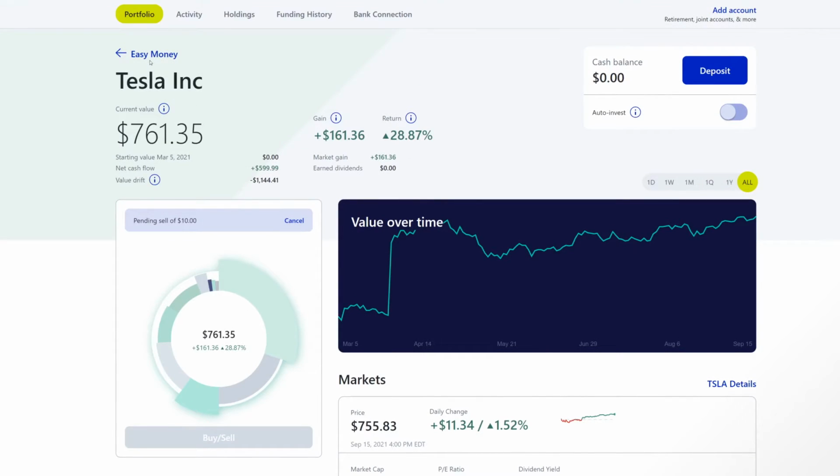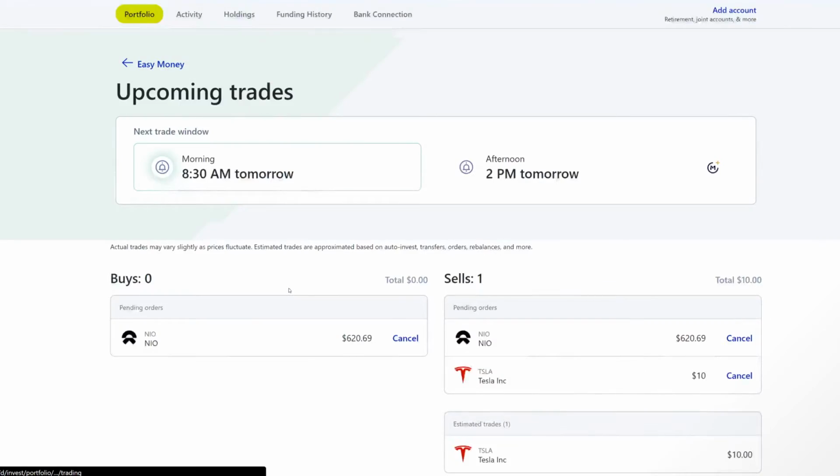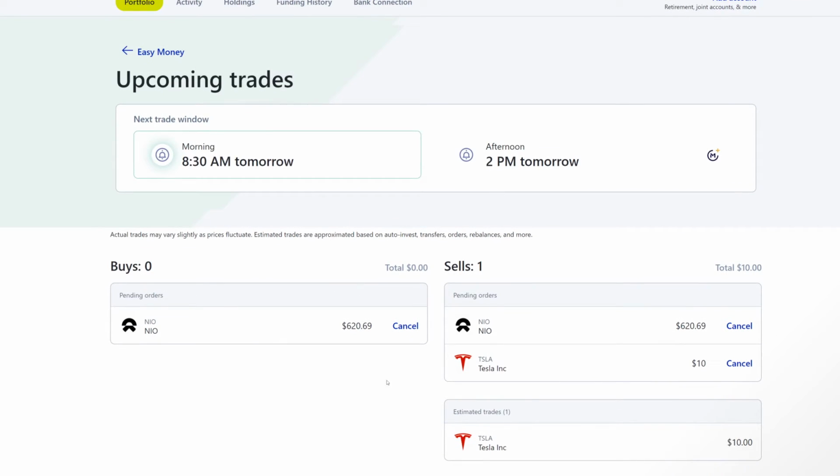So let's look back at the overview. Upcoming trades. Now that you see that we put the trade for Tesla, this could be something that you could have bought a stock or whatever, just that it shows the upcoming trades. You look at the view details. So see how it says one sale? The one sale is really because we did the Tesla. So it's $10. But, well, I guess you could look also here, total $10 in sales. And that's just because Tesla.